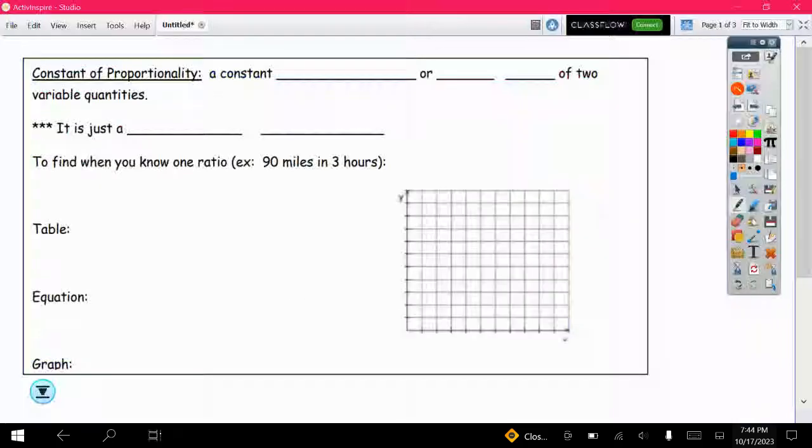Hey, 7th grade. Today we're going to be talking about constant of proportionality. So make sure you have your notes packet open up to the page that says 1.6 constant of proportionality. So first, what is a constant of proportionality?